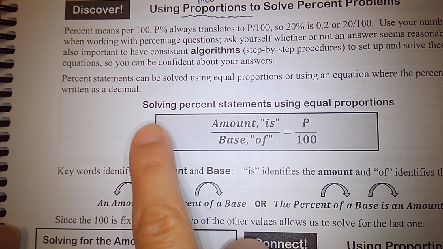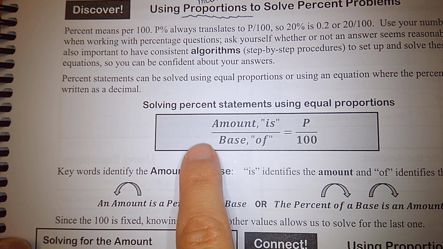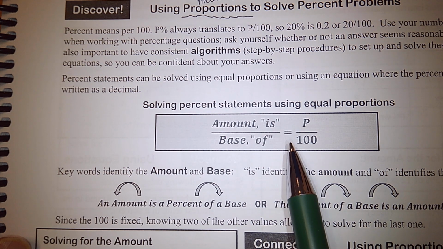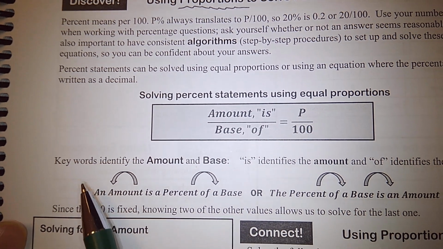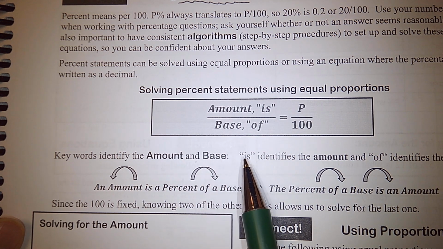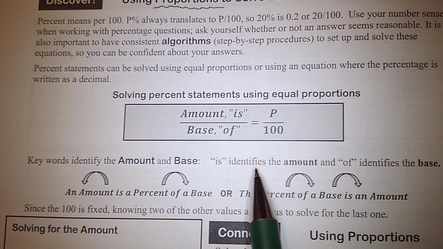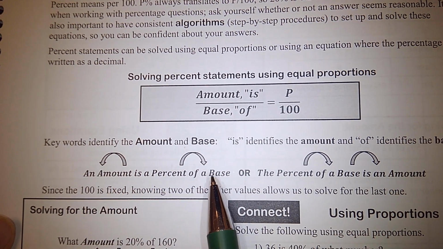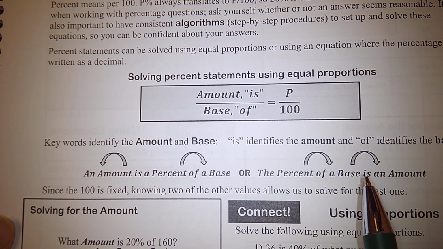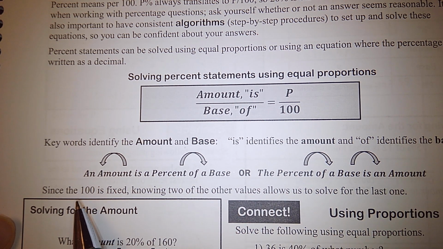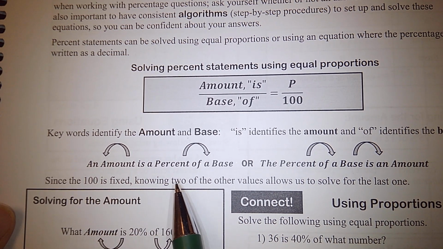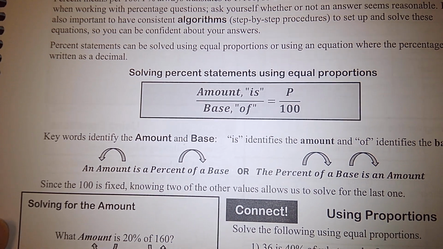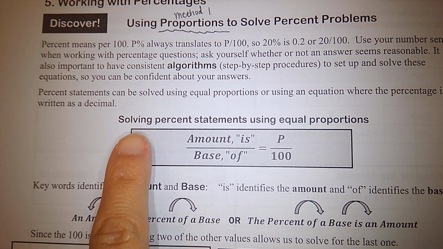Solving percent statements using equal proportions: is over the base, or of, equals P over 100. Keywords identify the amount and base. Is identifies the amount and of identifies the base. An amount is a percent of a base, or the percent of a base is an amount. Since the 100 is fixed, knowing two of the other values allows us to solve for the last one. Very good, thanks.